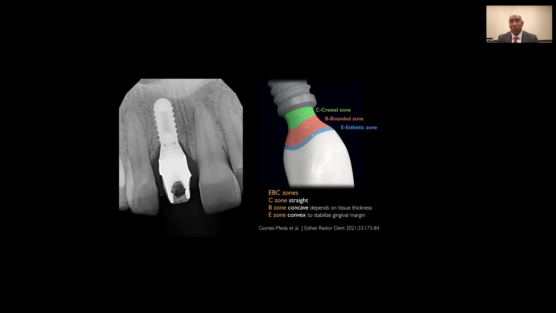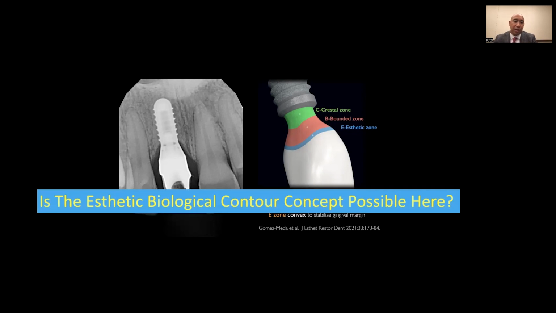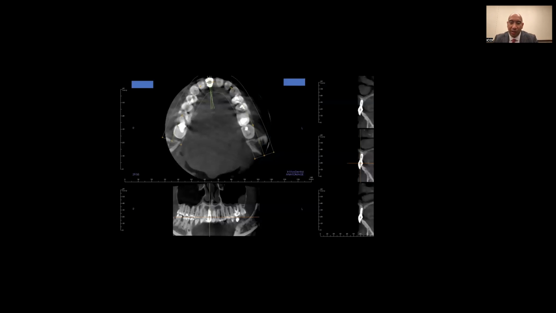Your only other option would be to shave the actual implant, which I don't feel good about. I haven't done that, but I've done it once, and it was on like a 90-year-old woman, so I don't want to do that on my orthodontist's wife. So the question is, is the aesthetic biological contour concept even possible here? It's kind of possible, but not really, not when you're stuck with the implant design.